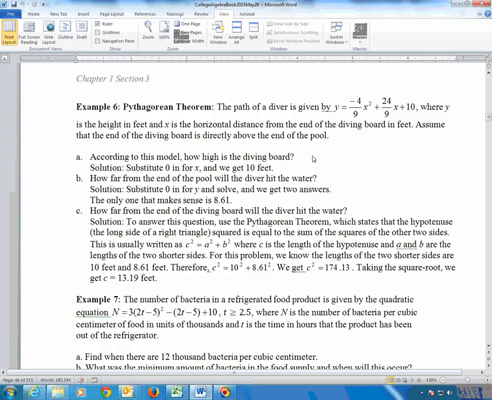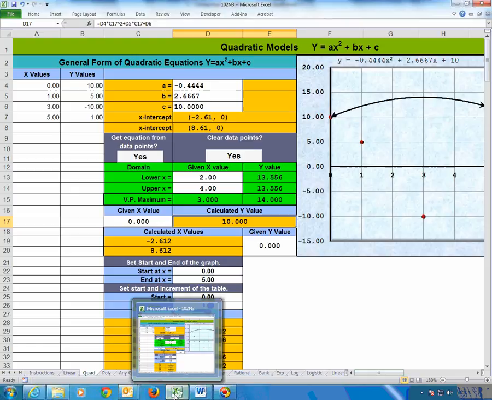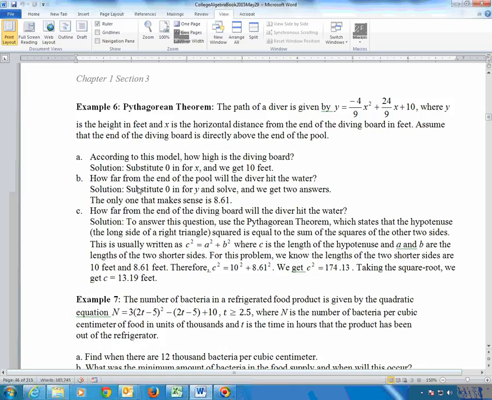Well, we're assuming that the diving board is directly above the end of the pool, so the distance away from the pool would be 0. So we plug in 0 for the horizontal distance, x, into this equation. If you plug 0 in here, you will get 0 times the negative 4/9, that's 0. 0 times 24/9 is 0, and 0 plus 0 plus 10 is 10. I actually have these coefficients in the quadratic sheet. I typed them in here for A, B, and C, and then you can just type in 0 for x, and you get 10.